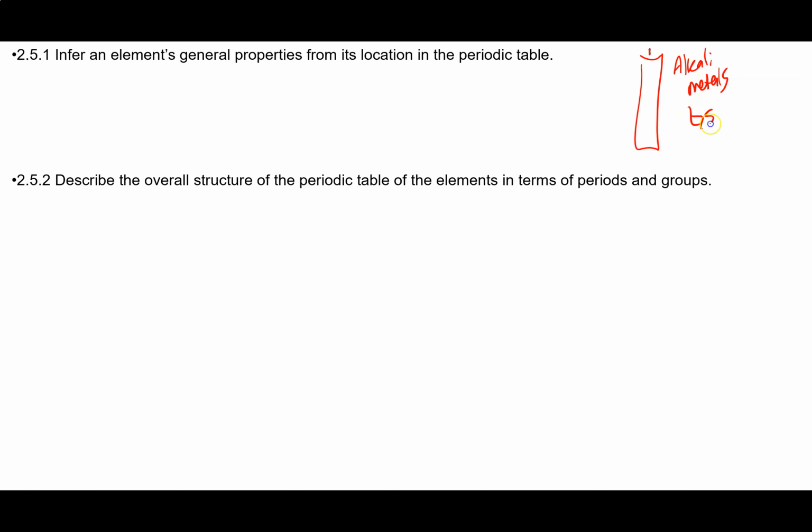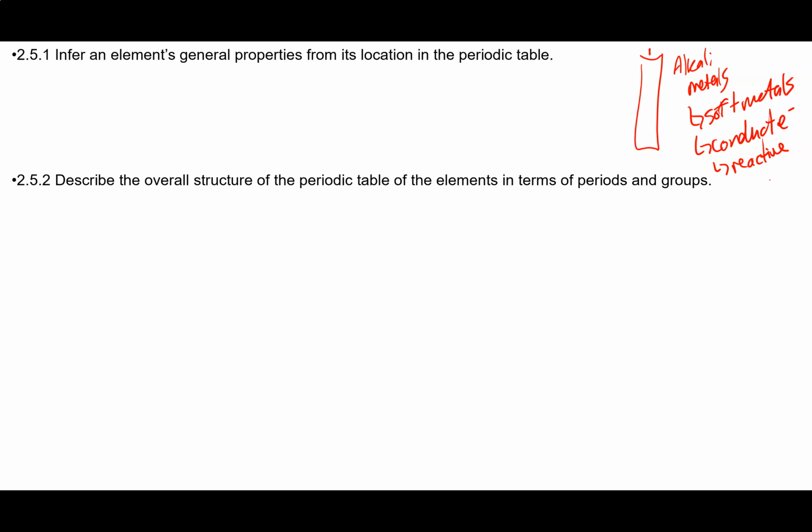So they are soft metals that conduct electricity. They are also reactive with water. We can just say reactive, based on where they're located. Okay. Then let's say I give you a halogen, so like chlorine, which is in group 8.